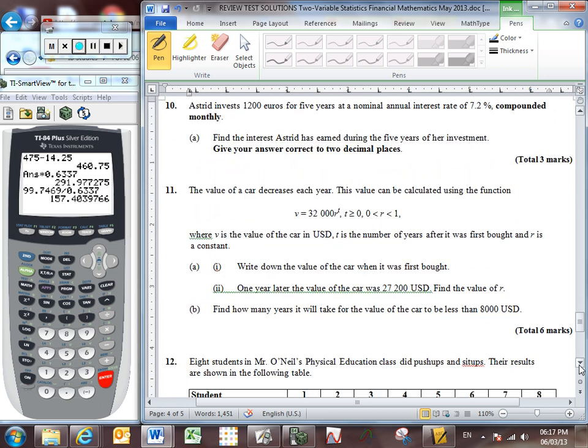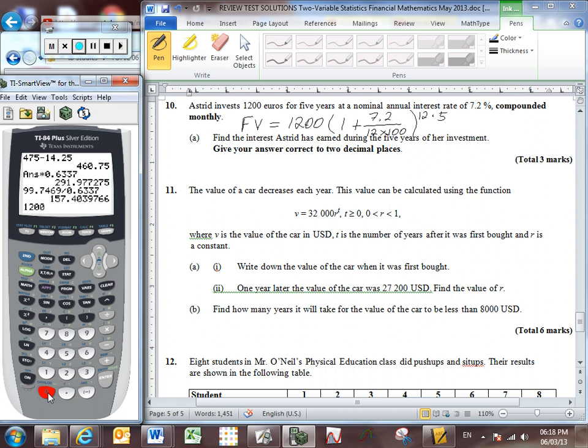Number 10. Astrid invests 1,200 euros. So her present value, 1,200 euros, is being invested for 5 years. Oh, we're compounding monthly, so the 7.2% divided by 12, and because it's a percentage, times the 100, to the power of 12 times, and how many years? For 5 years. So we could just put it into the calculator like this, and we do have to be careful of one thing using parentheses.